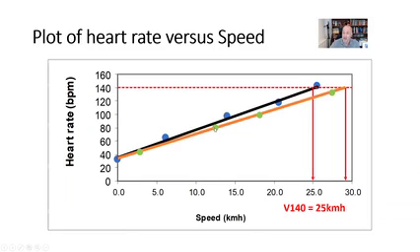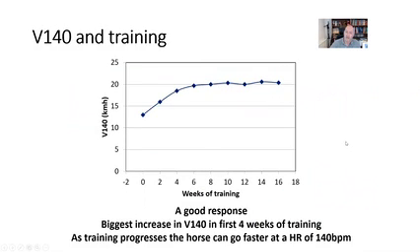I should do the same times for each, like if it was 2 minutes here, 2 minutes here, 2 minutes here, it should be 2, 2, 2, 2 here. But it doesn't matter because these should all be on a nice straight line. And what we can see here is that the V140 for this horse has increased. It means that I can now go at 29 kilometers an hour with a heart rate of 140. If we did that V140 measurement every couple of weeks, we could monitor a horse's response to training.